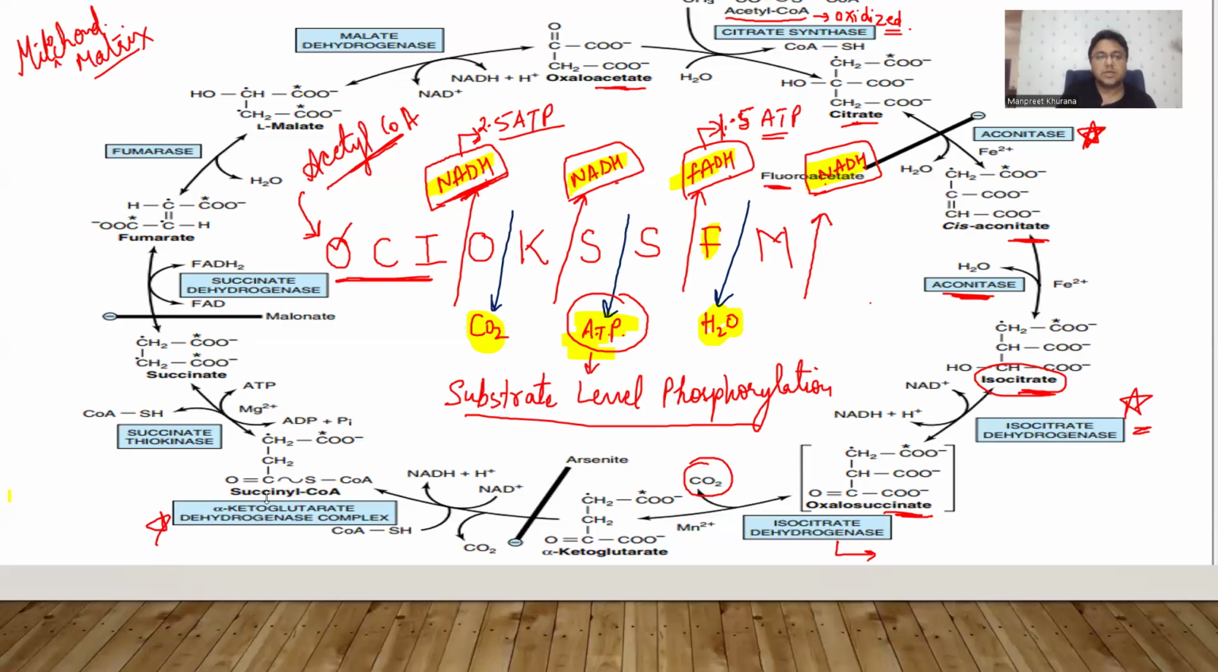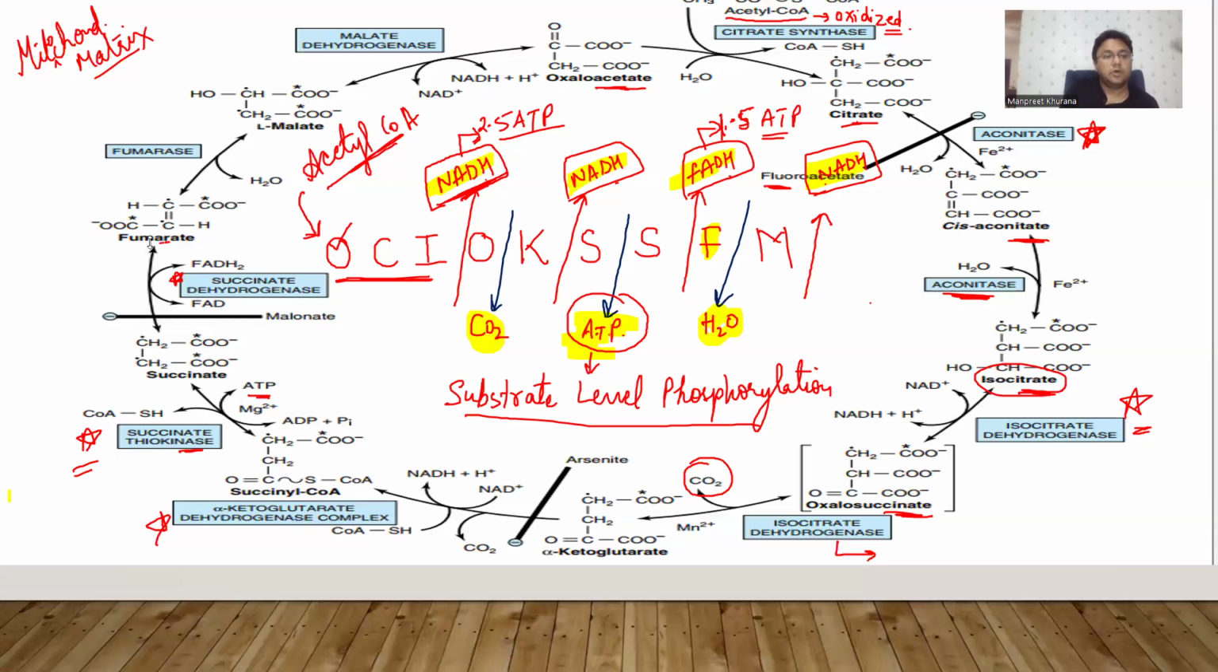Now from succinyl coenzyme A there is formation of succinate. Here it is known as succinate thiokinase. Why kinase? Because here ATP is formed, right? So succinate thiokinase. Now from succinate there is formation of fumarate, right? Now again, if you see, in this FADH is formed, so the name of the enzyme will be dehydrogenase. So the name of the enzyme is succinate dehydrogenase.